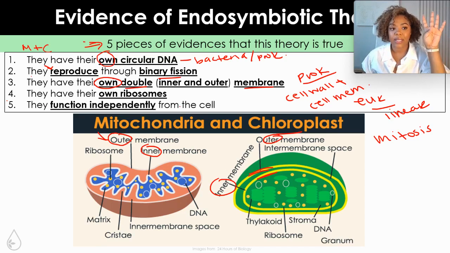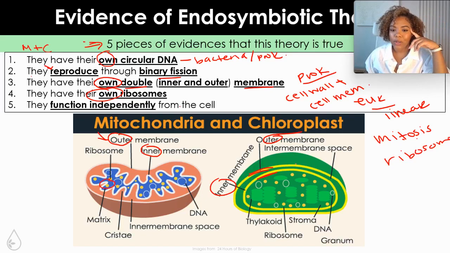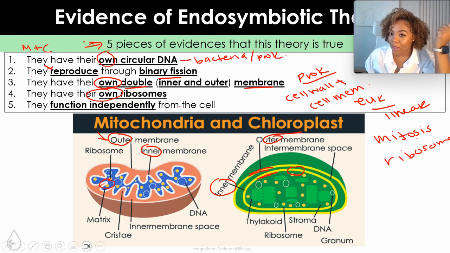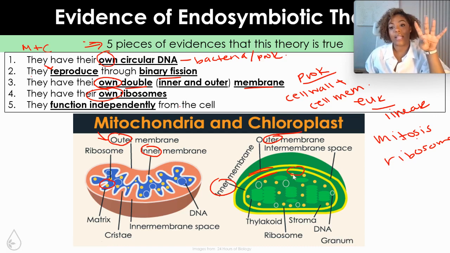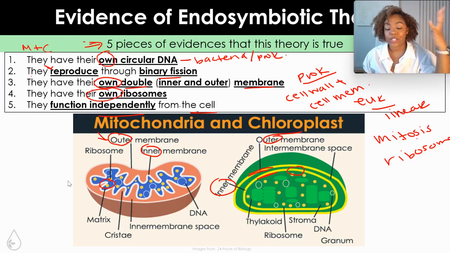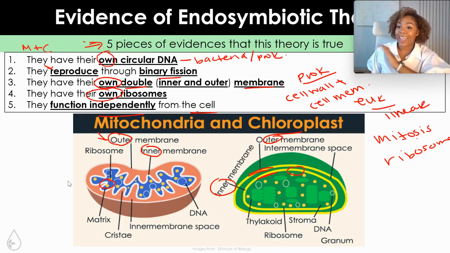The fourth piece of evidence is that the mitochondria and chloroplasts have their own ribosomes. Eukaryotes have their own ribosomes, but the mitochondria and chloroplasts also have their own, as we can see here. And guess who else has ribosomes? Prokaryotes. So there's four pieces of evidence now that support that these things probably used to be prokaryotic cells. And the last thing is that they function independently from the cell. There are so many things they do separate from the cell. If the mitochondria and chloroplasts were always with the eukaryotes, then they should be doing things simultaneously with the eukaryotic cell. But we don't see that.